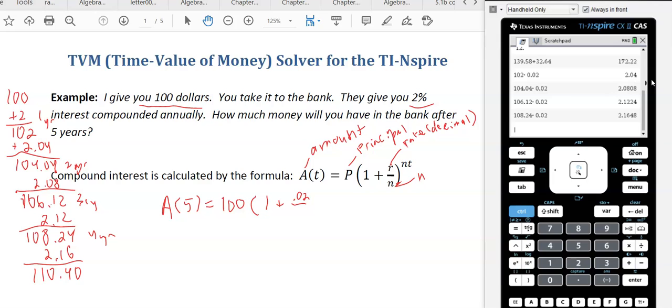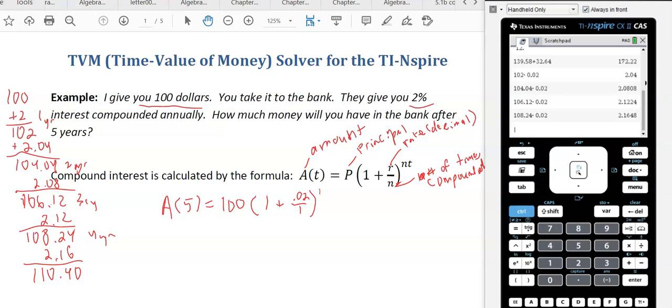N is the number of times compounded a year. So if it's once a year, like this example, 2% a year, it's compounded once a year, maybe at the end of the year. Sometimes you have monthly compounding. Sometimes you have daily compounding. We'll even talk about continuous compounding. It could be quarterly. That would be 4 times a year, but this is definitely once a year. So we're going to put in 1 there.